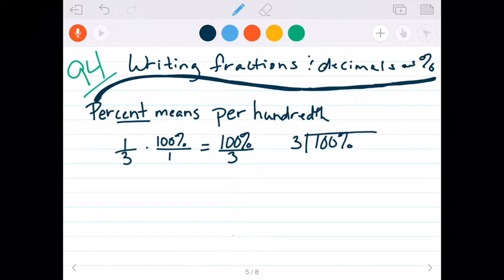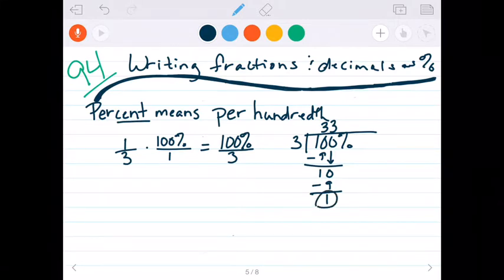Okay, 3 doesn't go into 1, but it goes into 10 3 times. We subtract, we get a 1. And now we're dividing 10 again. So we can see that this will just go on and on. So instead of writing a decimal answer, we are going to put our remainder over the divisor and make a fraction. So 33 1/3%. Okay, so that's one method.